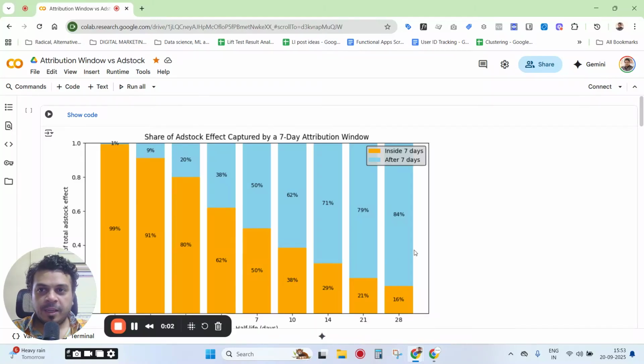Hey there. In this video, I'm going to talk about a concept that I've seen marketers confuse a lot. They confuse the attribution window and Adstock. These two concepts get conflated. Adstock actually comes from statistical modeling, or marketing mix modeling. It's one of the important media variable transformations.